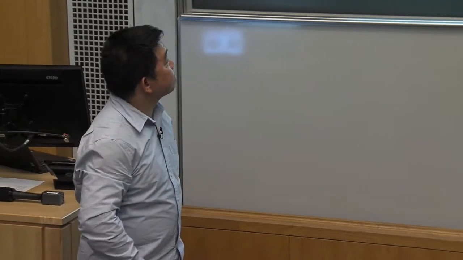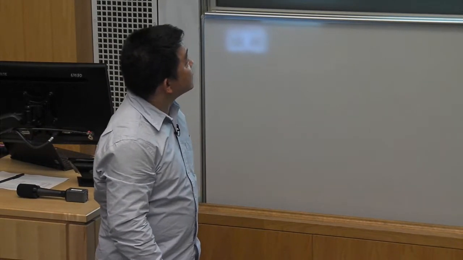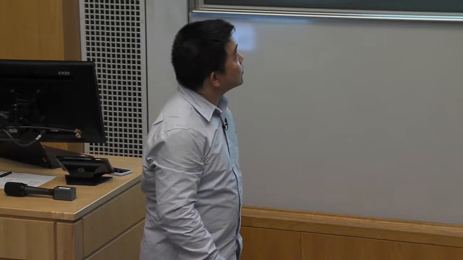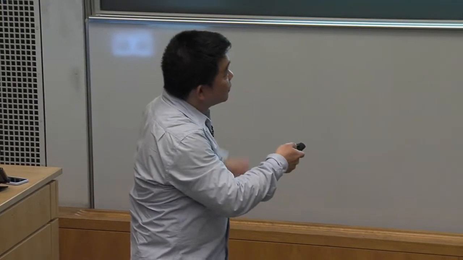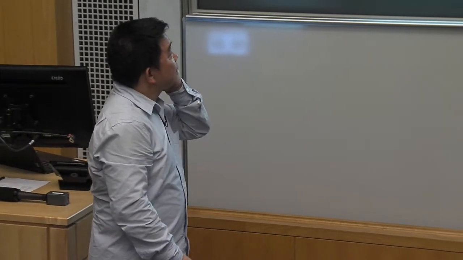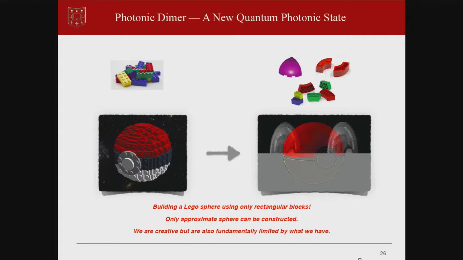So what does this photonic dimer do? I don't know why it's discovered. In some sense, if I may draw an analogy, the photonic dimer provides a new quantum photonic state. And in some sense, it provides you new, different Lego pieces.